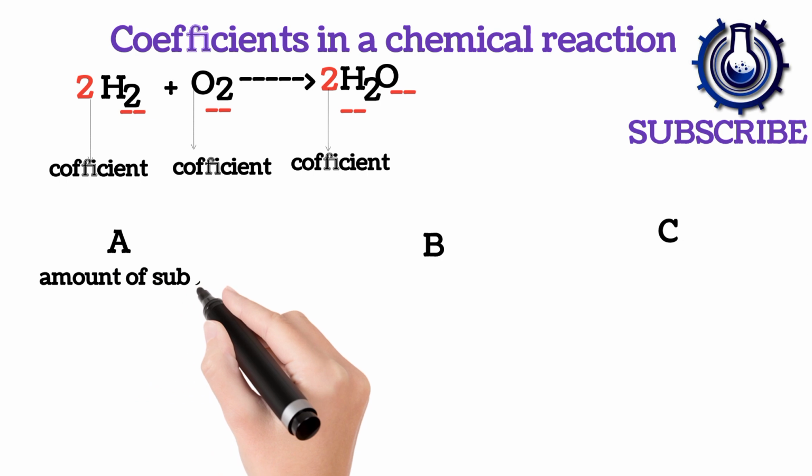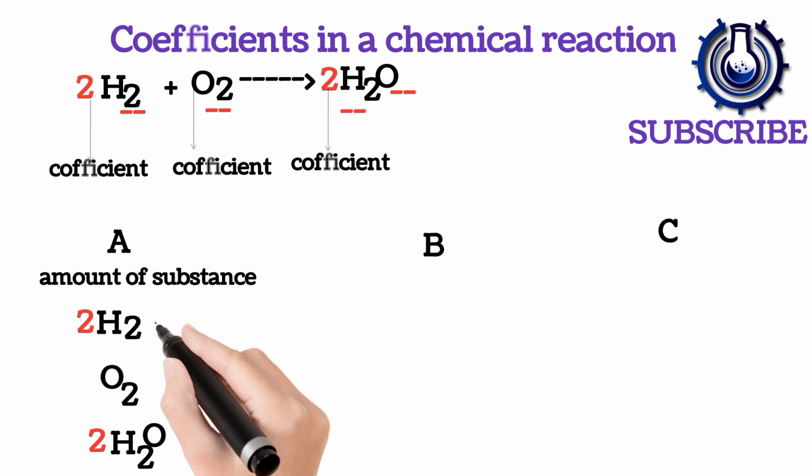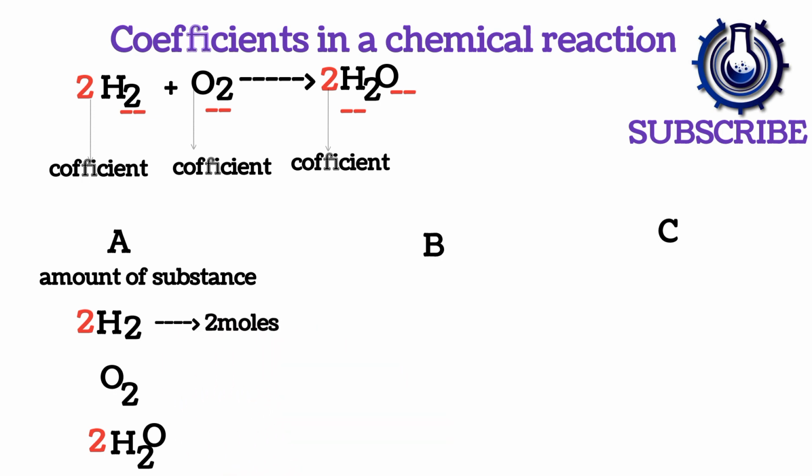We can derive 3 main variables that are related to coefficient from a chemical equation. So let's group them as A, B, C. First is going to be amount of substance. From the equation, we have 3 substances: 2H2, O2, and 2H2O. The amount of H2 is 2 moles. The amount of O2 is 1 mole. And the amount of H2O is 2 moles.